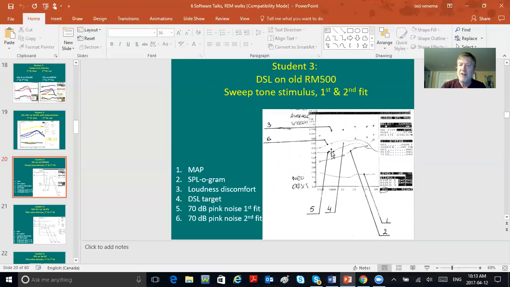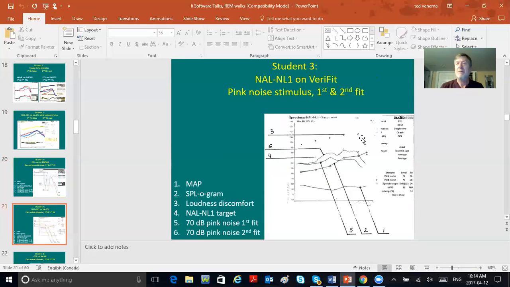Here's what the manufacturer's software said was hitting DSL4 targets. Here's what we had to do in order to make the hearing aid hit DSL4 targets. Same here. Here's the audiogram. DSL4, apparently, according to the software on their screen, it looked really good.